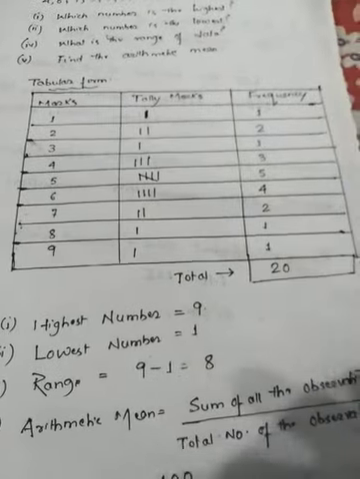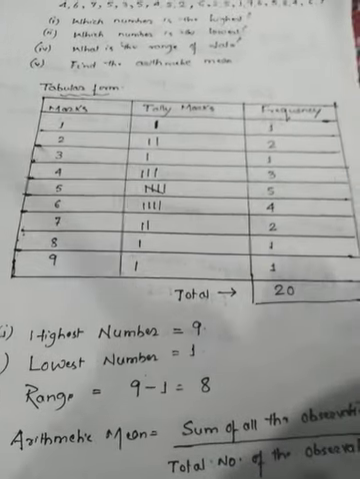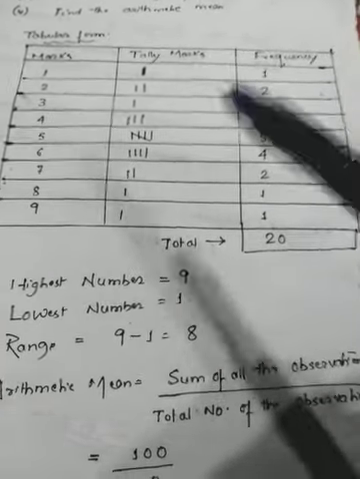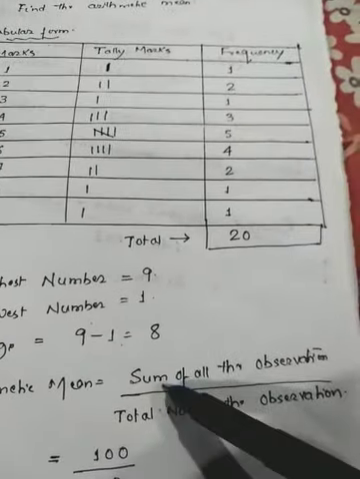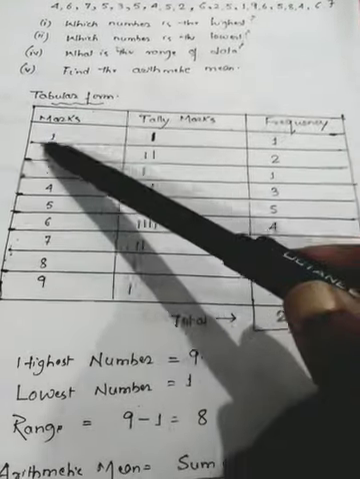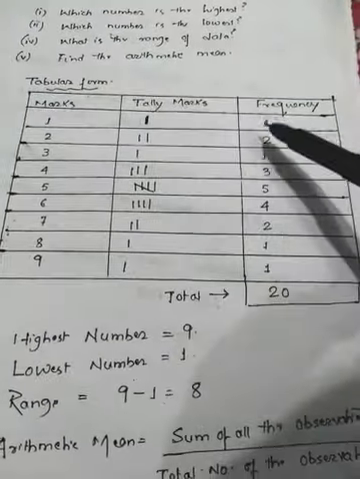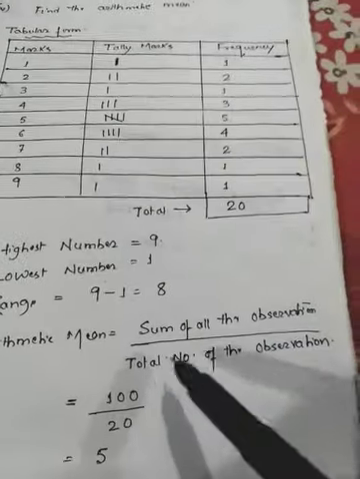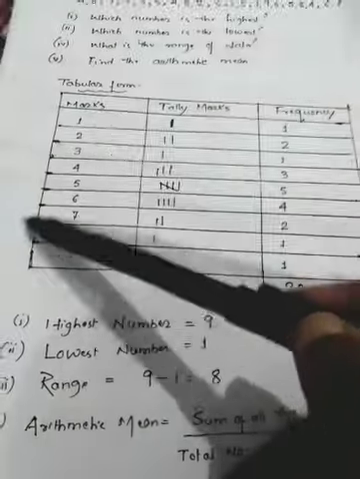So you have to know what an arithmetic mean is. Arithmetic mean is nothing, it is just the average. So how to find the average? Arithmetic mean is the sum of all the observations, that is 1 plus 2 plus 1 plus, you have to just add up all the numbers.